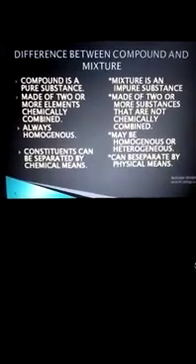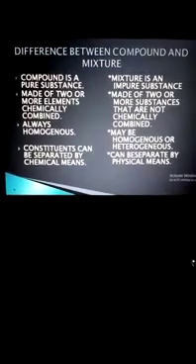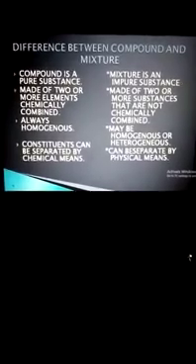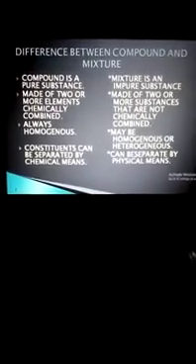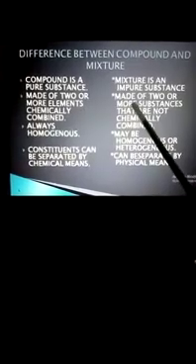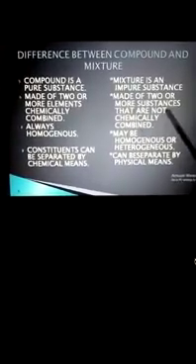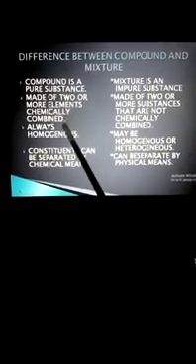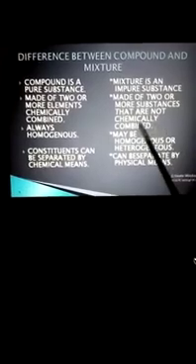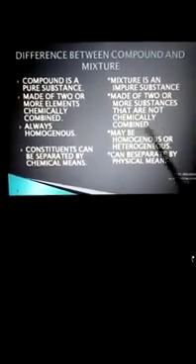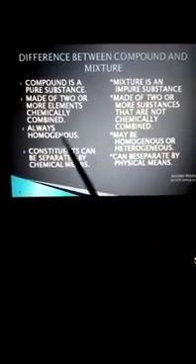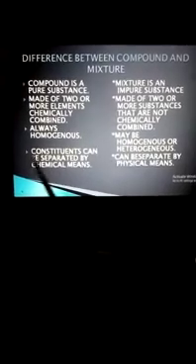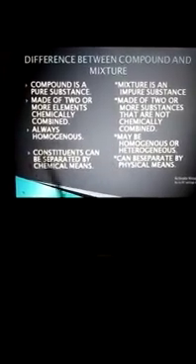Now, the difference between compound and mixture. A compound is a pure substance as we have discussed just now, and a mixture is an impure substance. A compound is made up of two or more elements, whereas a mixture is made up of two or more substances. In a compound, elements are chemically combined, whereas in mixtures they are not chemically combined, they can be mixed by a physical process.